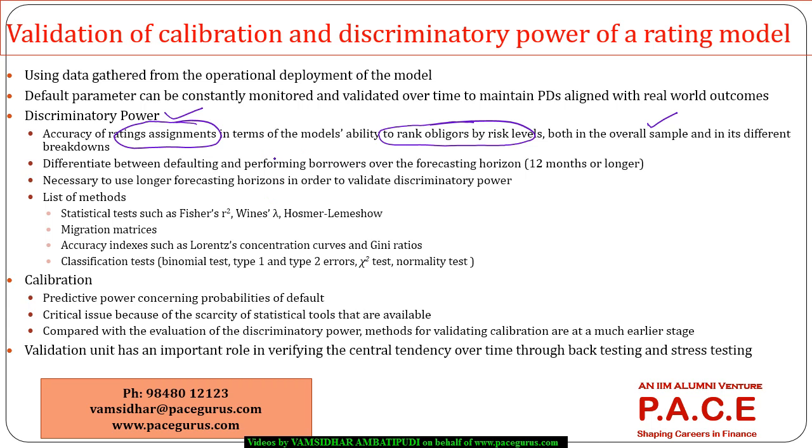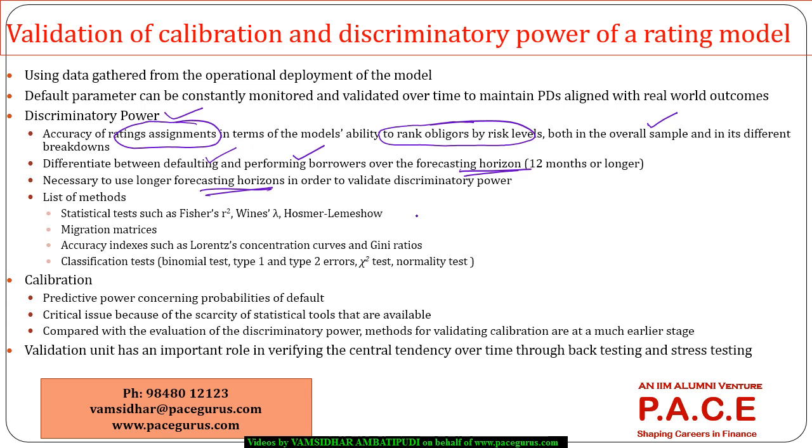So there should be clear-cut differentiation between those borrowers who have defaulted and those who have not defaulted. At least for the entire forecasting horizon, there should be clear-cut differentiation between these two sets. The more the difference that exists between the two, the more the discriminatory power of the model. So I have to use longer forecasting horizons so that I can validate the discriminatory power.